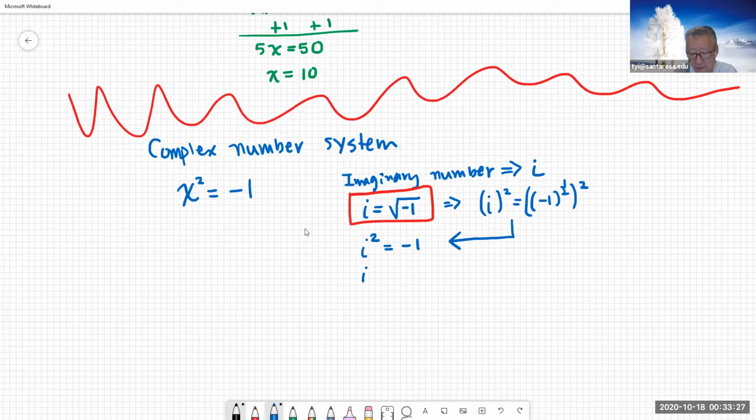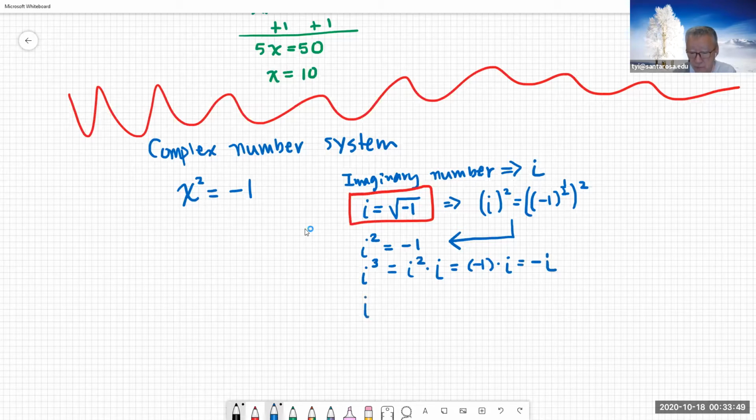Now, if I look at i cubed, what is it? i cubed is going to be i squared times i. But i squared is -1. And then you multiply by i, so you're going to get -i.